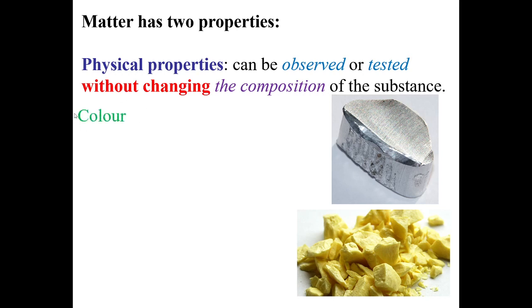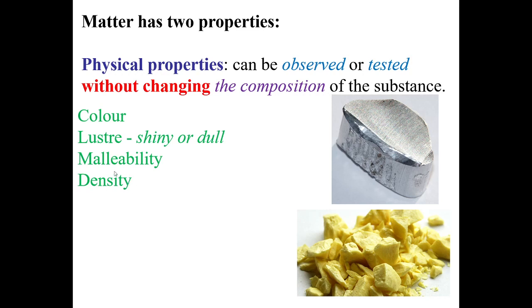So some of those properties would be color. You can observe or test, well, in this case, observe this property. You can observe color. I can say that this sulfur is yellow, and I didn't change the properties of it. Luster, whether it's shiny or dull, you can see that this is shiny. Malleability, I can bend something, see how bendable it is without changing the composition. It might break it into smaller pieces, like sulfur here. It's not exactly malleable, but it's not going to change its properties.